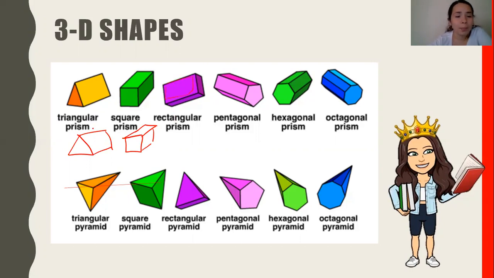Notice they name it based on the base. This is a triangle, so they call it a triangular prism. This is a square, so they call it a square prism. This is a rectangular prism. This is a pentagon because it has 5 sides, so a pentagonal prism, and so on. I'm not going to go through all of them, but these are all 3D shapes.